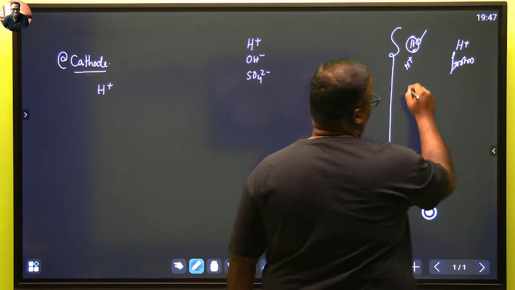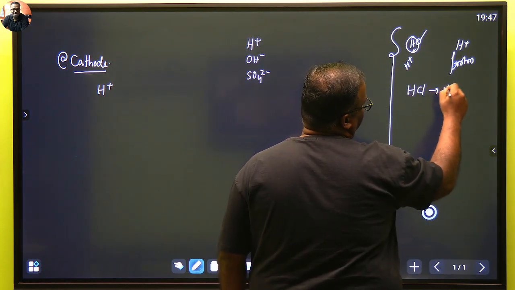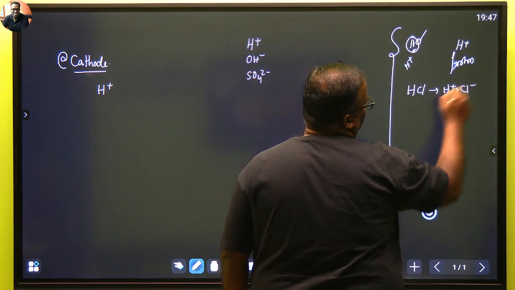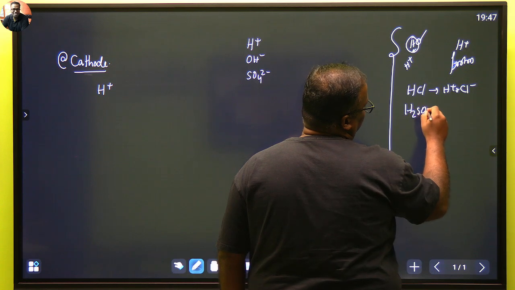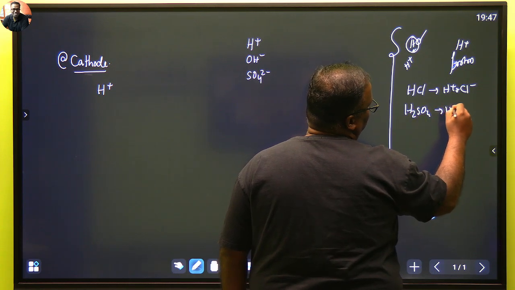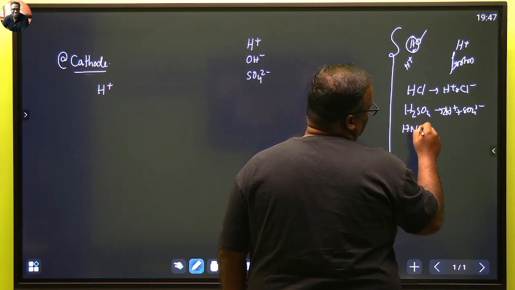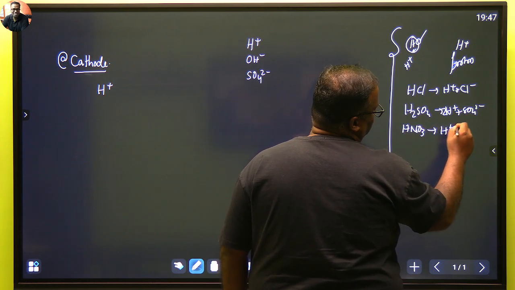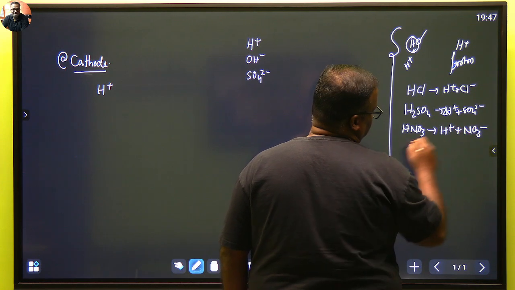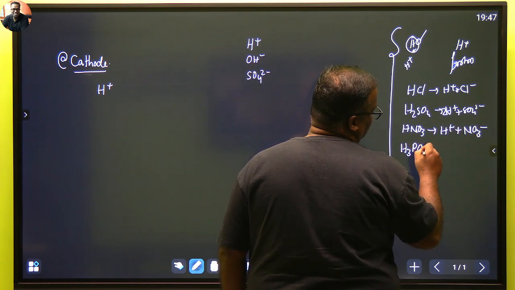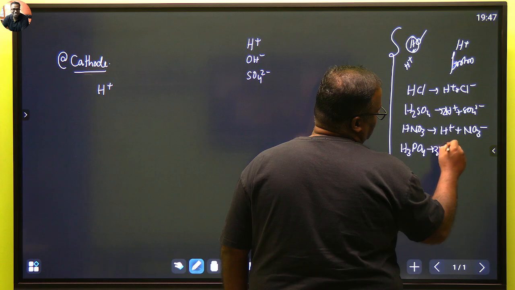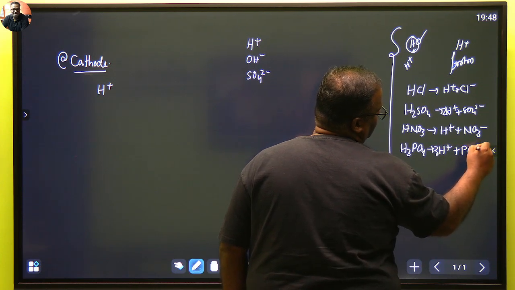ऐसे आप देख के लिखो. Hydrochloric acid will split into H plus plus Cl minus. H2SO4 will split as 2H plus plus SO4 2 minus. HNO3 nitric acid will split as H plus NO3 minus. H3PO4 phosphoric acid will split as 3H plus plus PO4 3 minus.